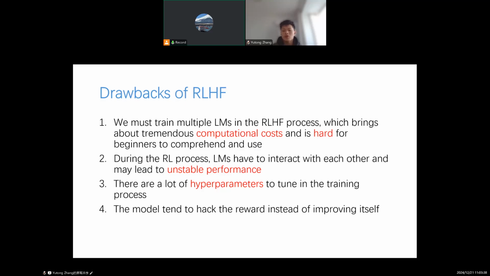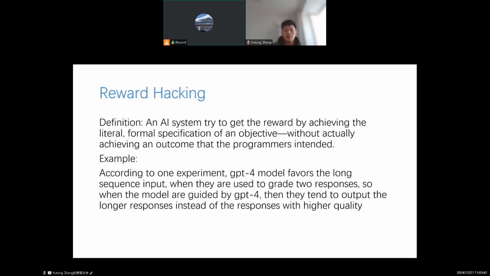The fourth, the model tends to hack the reward instead of improving itself. So I'm going to tell you about reward hacking now. The definition of it is an AI system tries to get a reward by achieving the literal formal specification of an objective without actually achieving an outcome that programmers intended, right? It is very obvious just from the name reward hacking, right? So it hacks the reward.